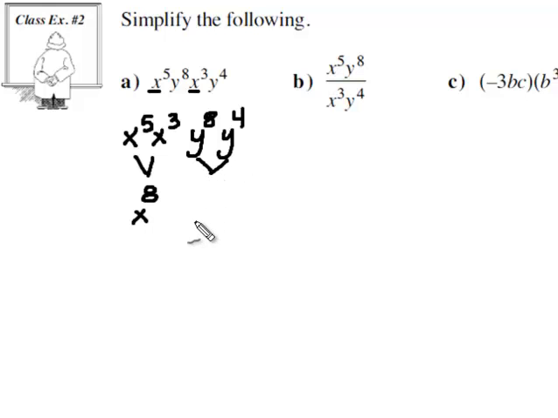And then as far as the y's go, I have the same base, so y, and then add the exponents to be 12. So my final answer here, when it's simplified, is x to the 8th, y to the 12th. That's as far as I can go without any values for x and y, so it's simplified.